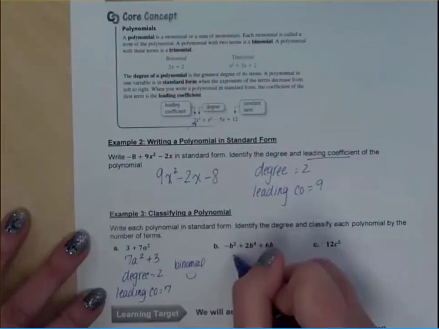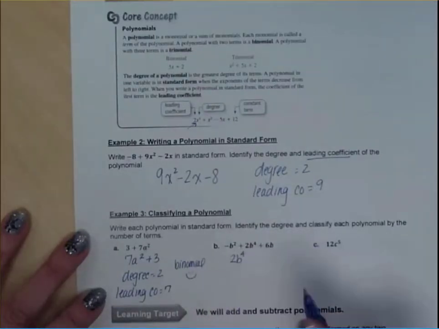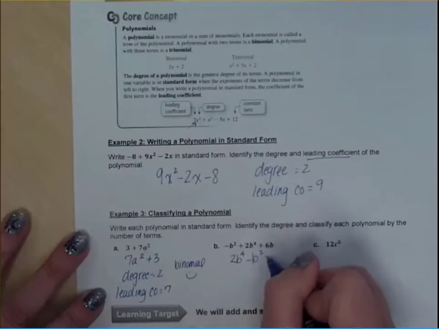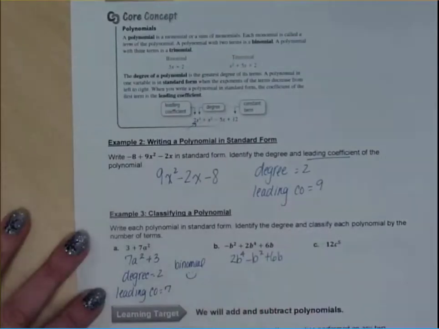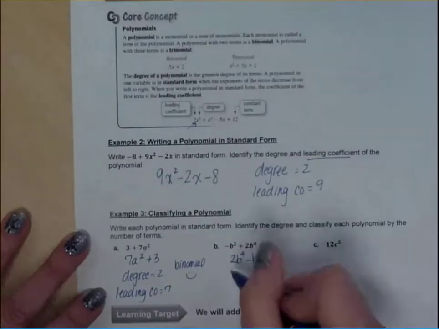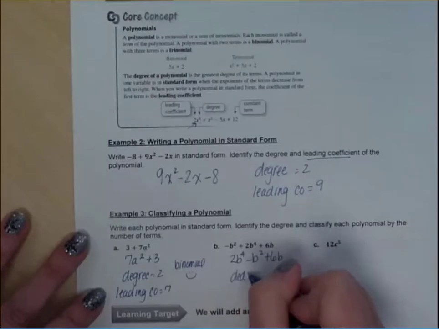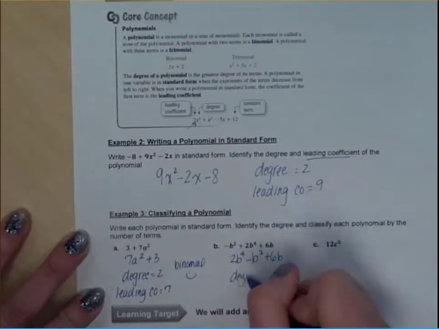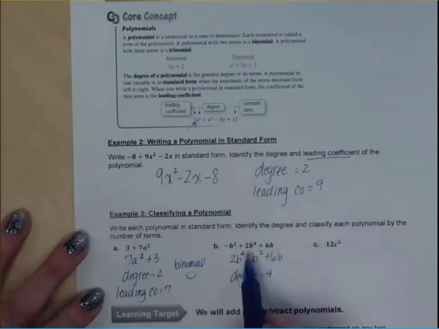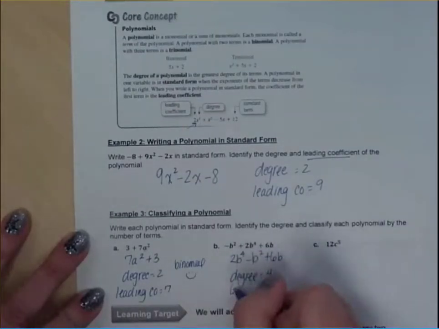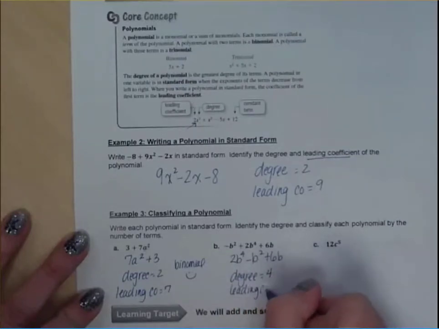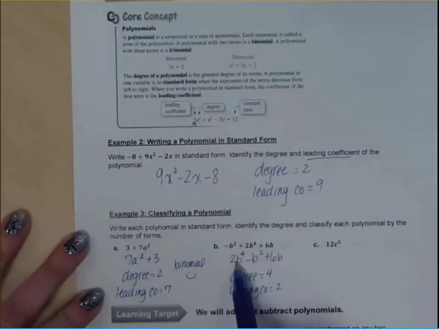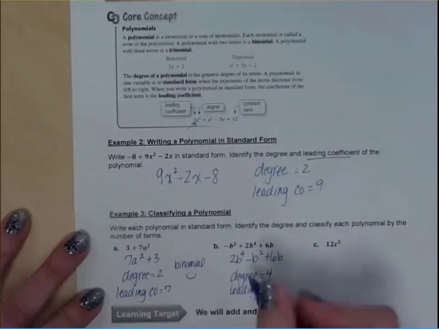To rewrite this, 2b to the 4th minus b squared plus 6b. Remember, we always want to go in descending order of the exponents. So our degree here is 4. Our leading coefficient would be 2, and since I have 1, 2, 3 terms, this is a trinomial.